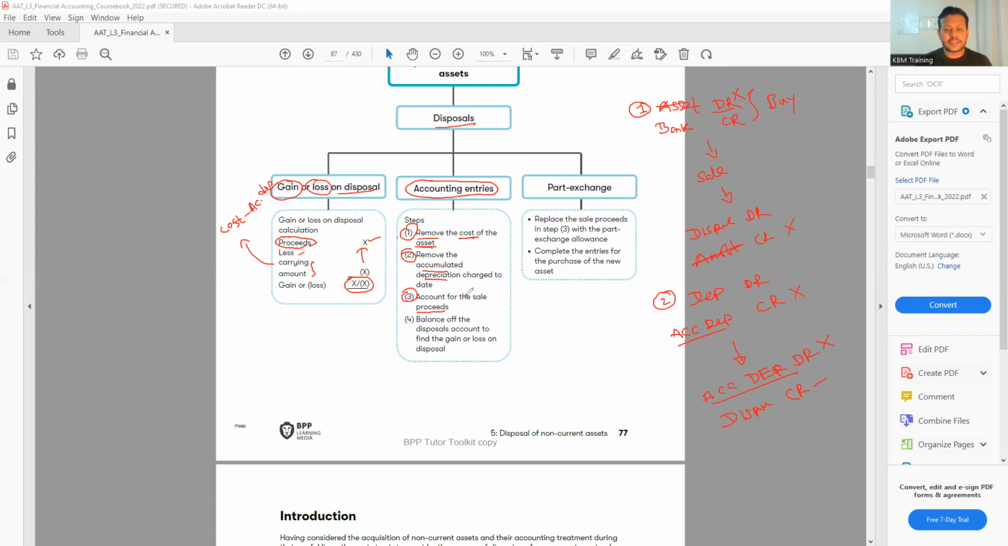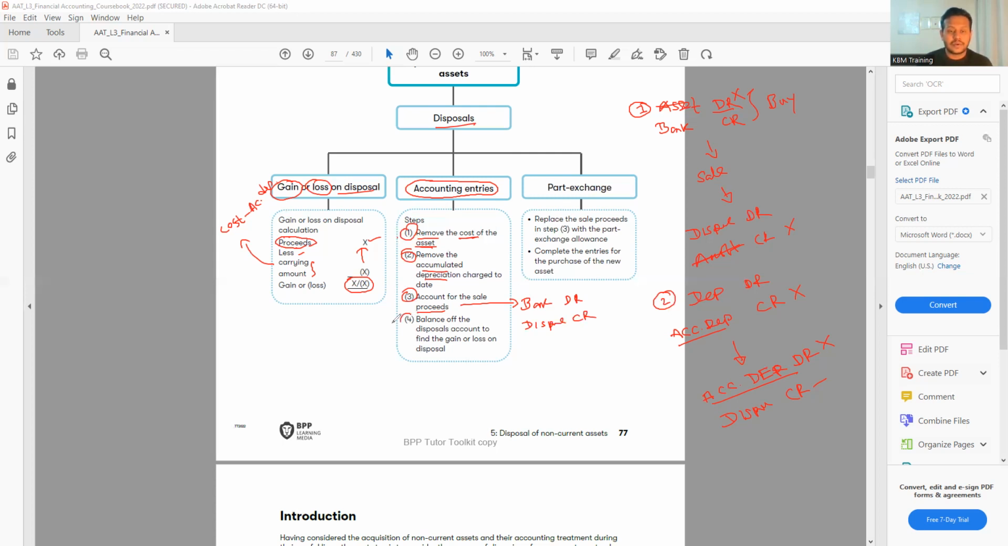So account for the proceeds. When we sell, we can get cash or we can have the new asset. If we receive money because we sold the non-current asset, bank is debit because money is coming to the bank. And why? Because of the disposal. Disposal is credit. So bank is debit and disposal is credit.